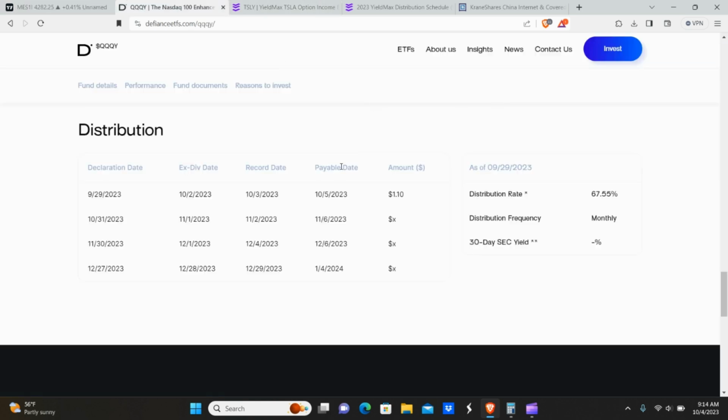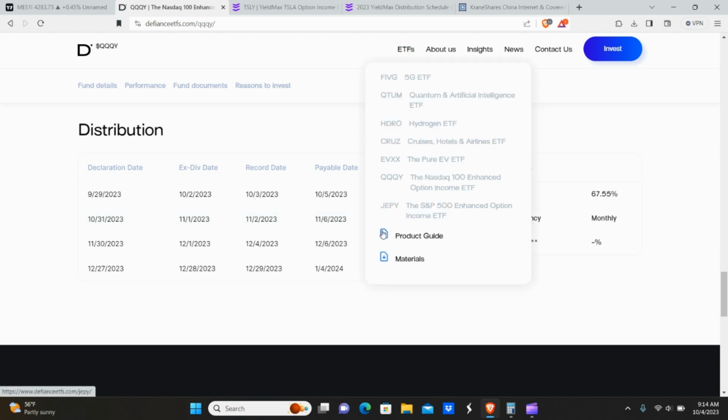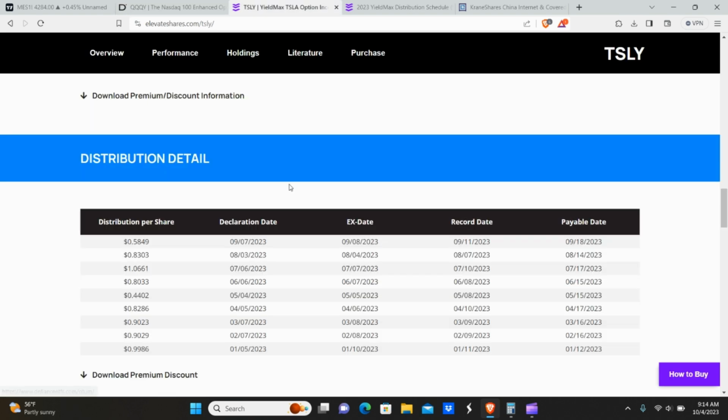The other reason why I picked these ones is because of the payout. QQQY currently is paying $1.10 per share. JEPY, which is the sister fund, as you guys can see here, it's the S&P version, pays 90 cents per share. TSLY is currently paying 58 cents per share. We're all hoping basically that it's going to go back up to 80 to 90 cents, which I think it will, because out of TSLY's history, we've only ever seen two distribution payments that have been less than 80 cents throughout the entire history of TSLY. So it's a pretty high probability that it's going to go back up to that number.